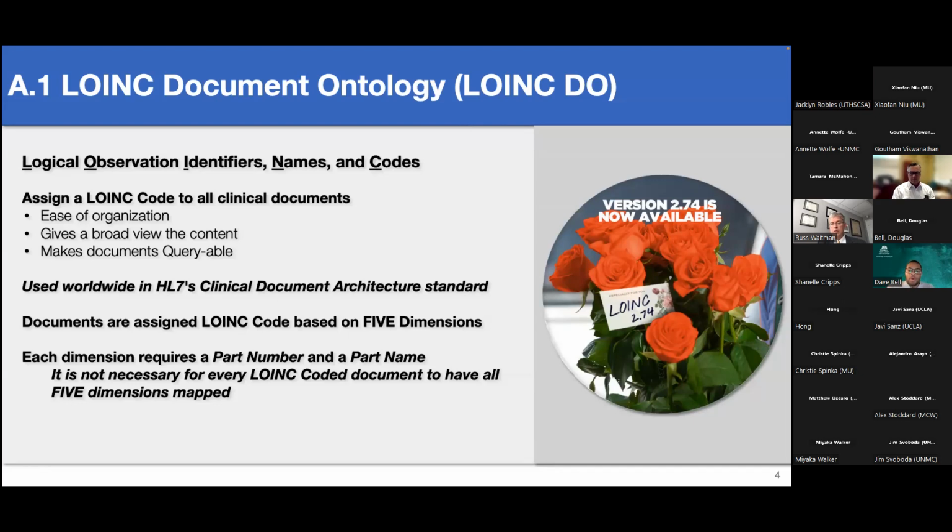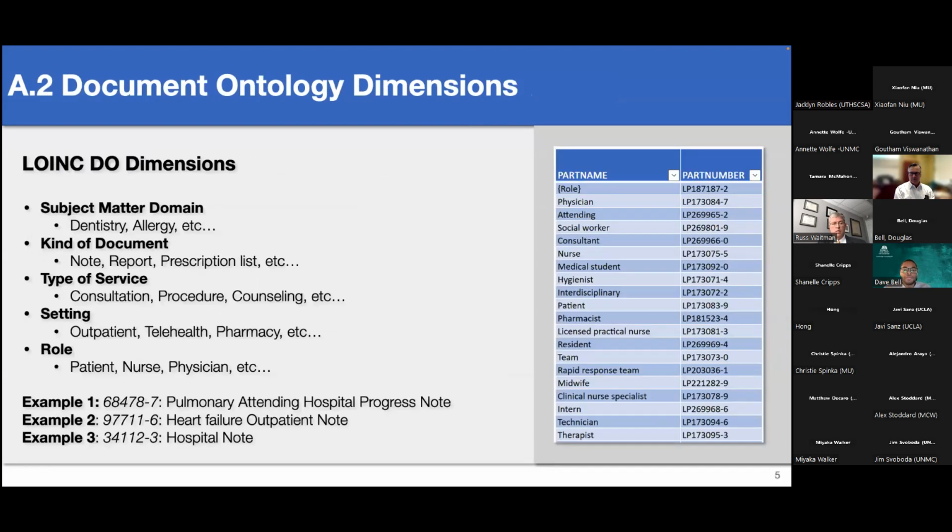Why we want to use it is it helps us organize our notes a lot easier using just the metadata, and no natural language processing that goes into the notes that increases the complexity of whatever you're doing. It's also used in HL7's clinical document architecture standard. And the way we use it is we map to 5 dimensions that LOINC is using that we will cover in the next slide. The 5 domains and dimensions include the subject matter domain, document type, the type of service, the setting, and the author's role.